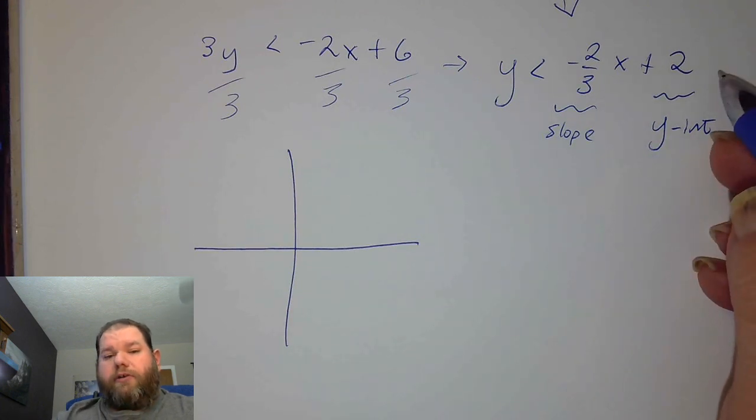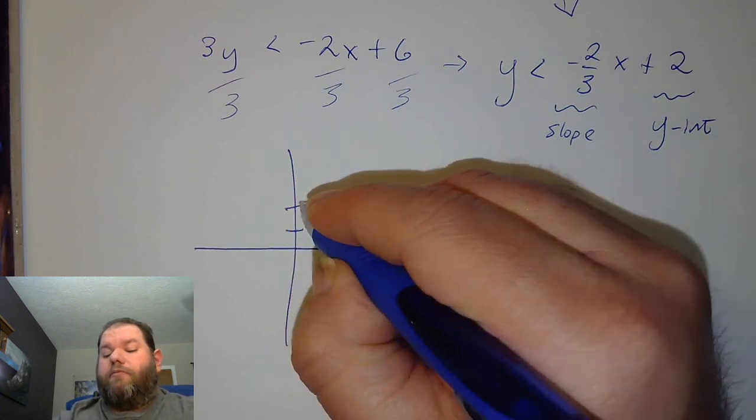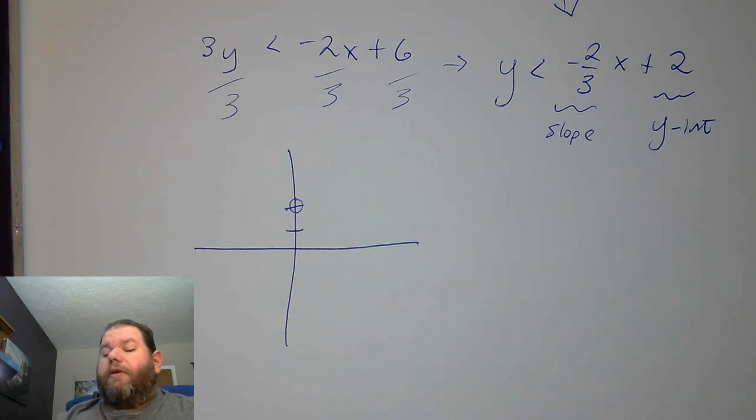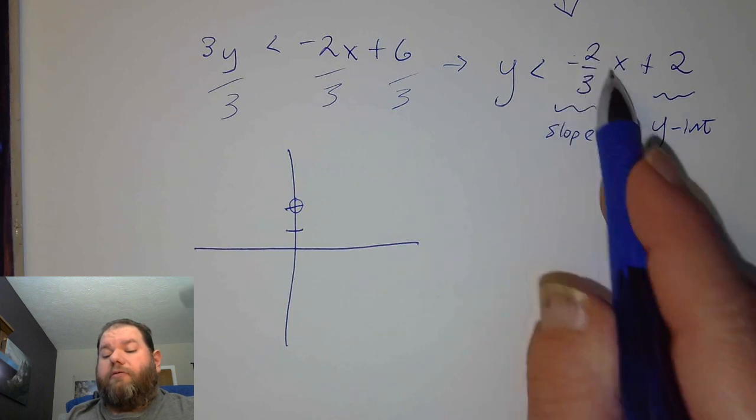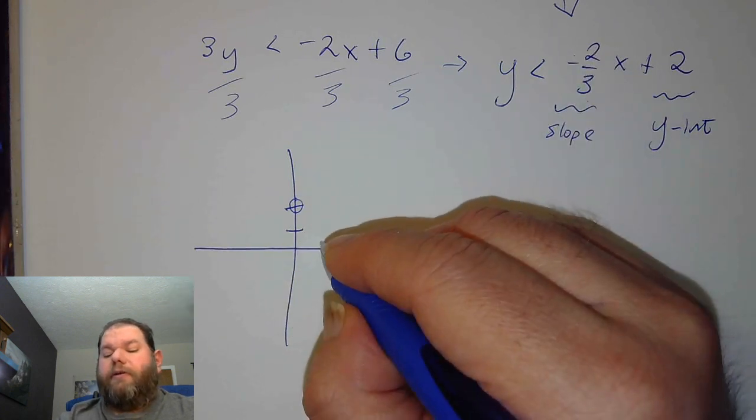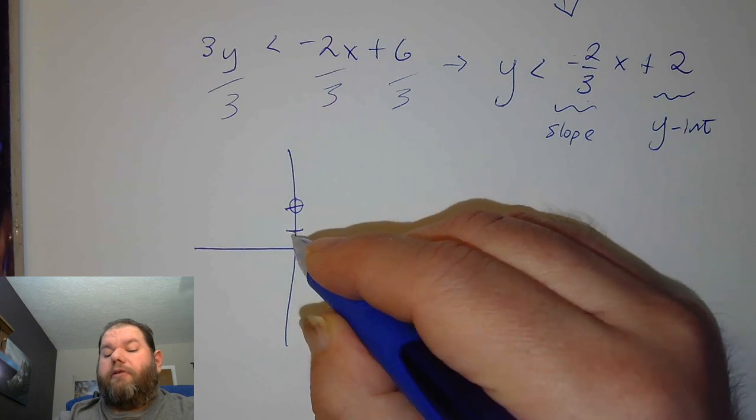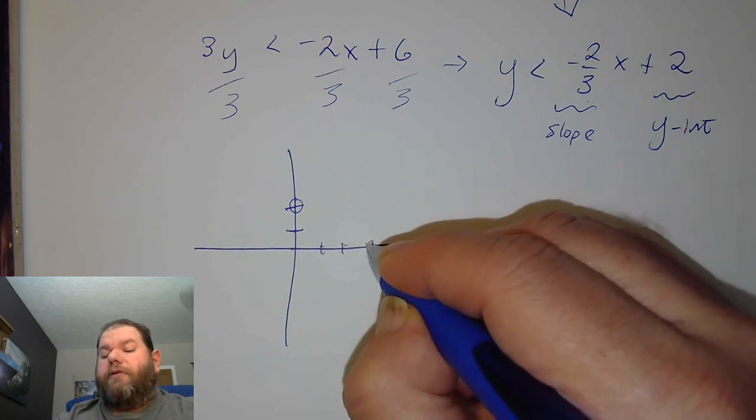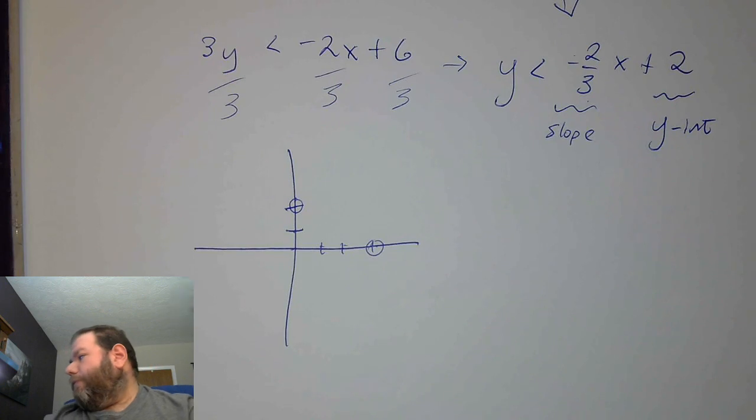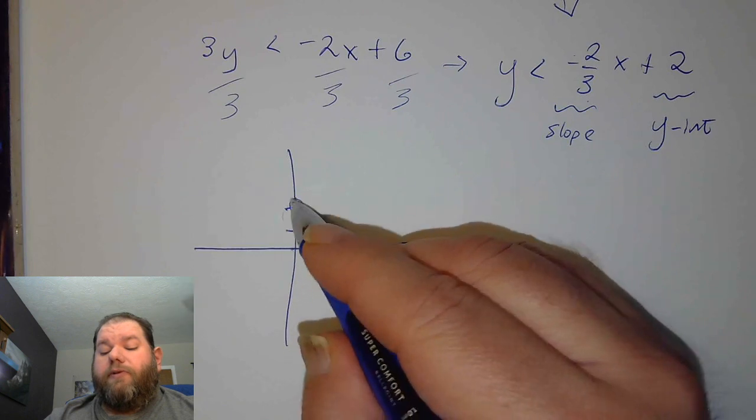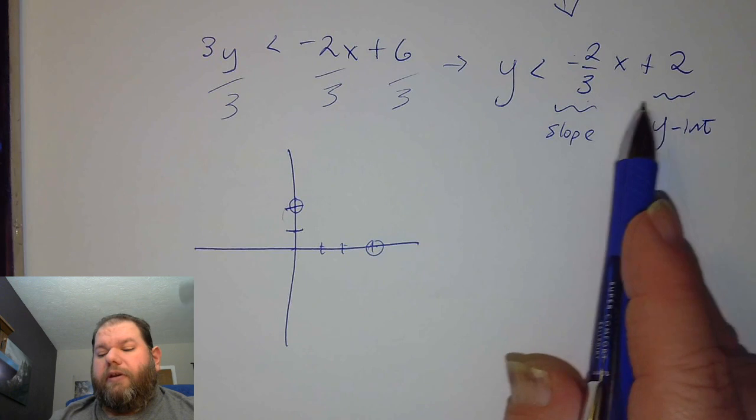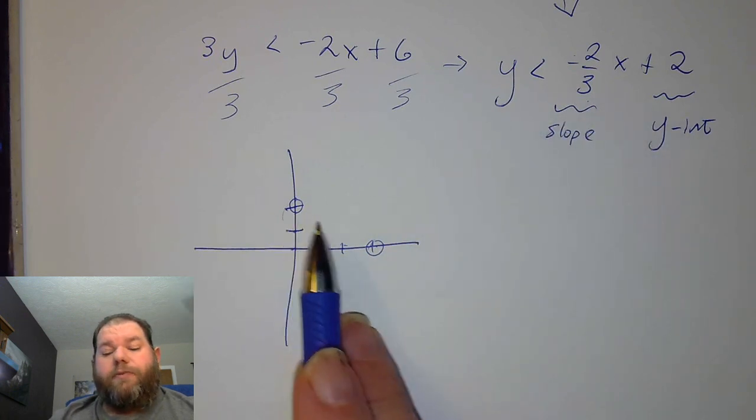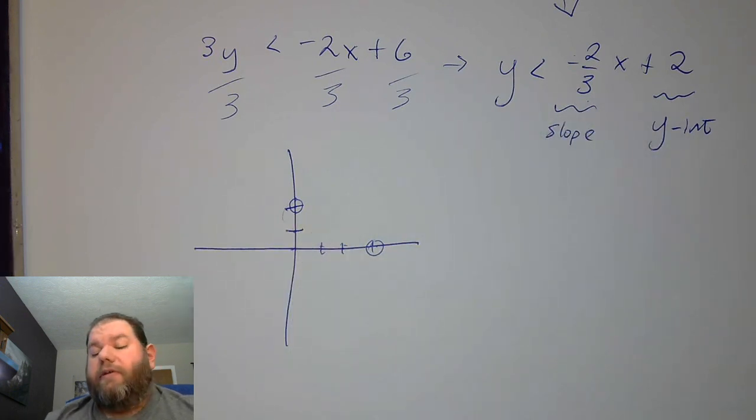We start at our y-intercept at 2, and then our slope is negative 2/3, so that means we're going to go down 2 and over 3 to the right. Now, you'll notice that instead of making solid points, I'm making open circles. Looking at this inequality, can you see a reason I would be making open circles instead of solid dots?